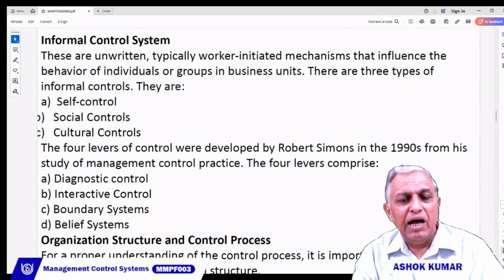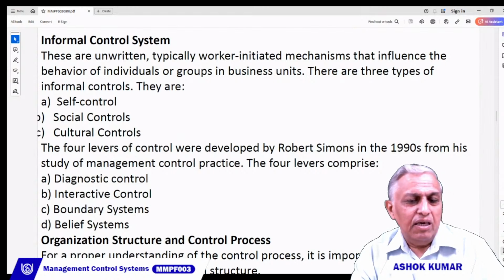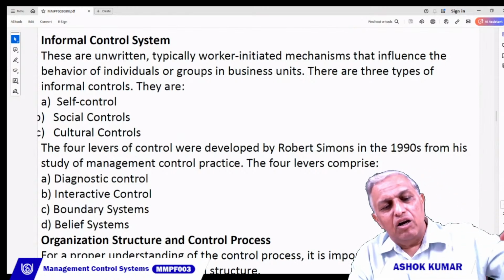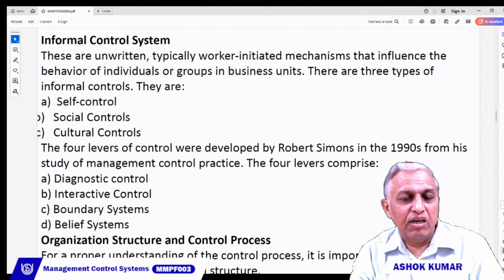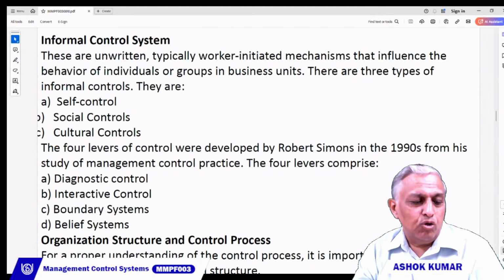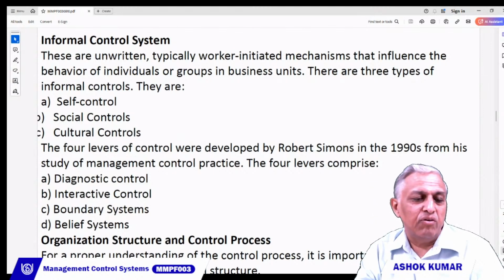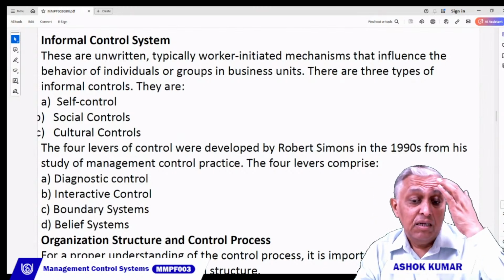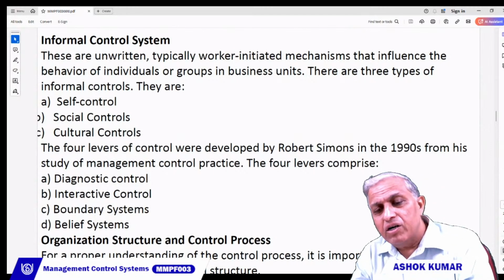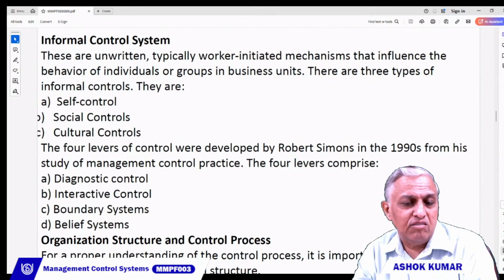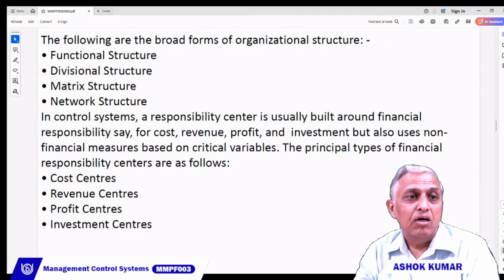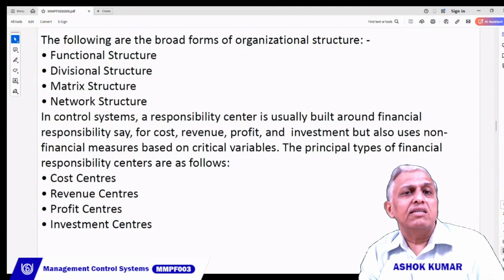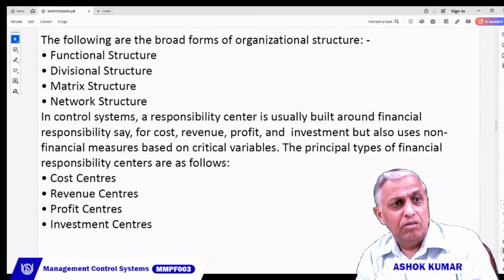Organizational structure and control process. Friends, the control process would solely depend on the organizational structure and delegation of power. So we will focus on the organizational structure as of now. Whether it is functional, or divisional, or otherwise, accordingly the control process would also be different. For a proper understanding of the control process, it is important to understand the nature of organizational structure. So what are the structures? The following are the broad forms of organizational structure.